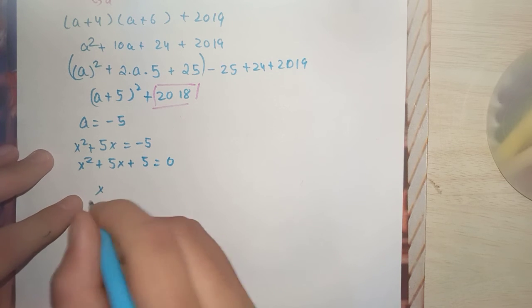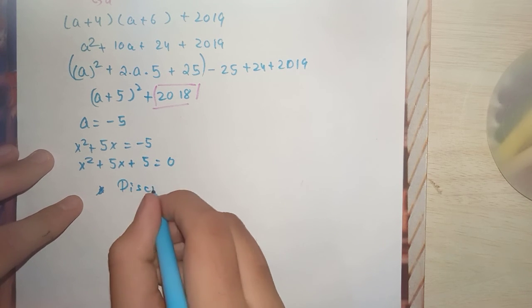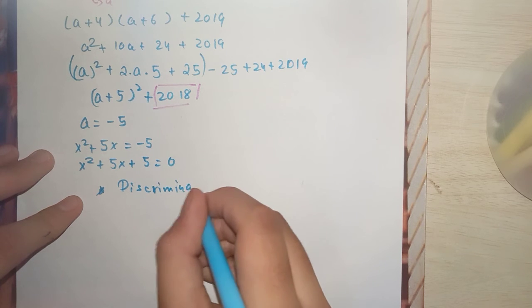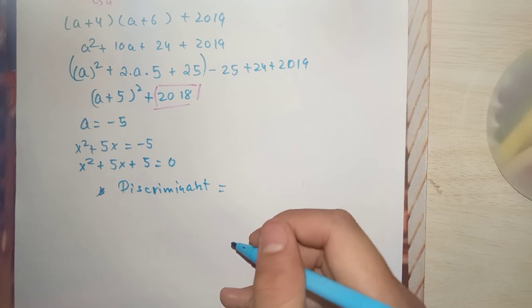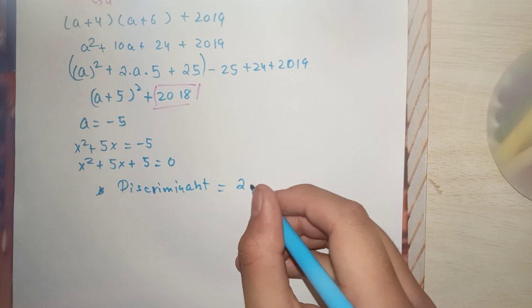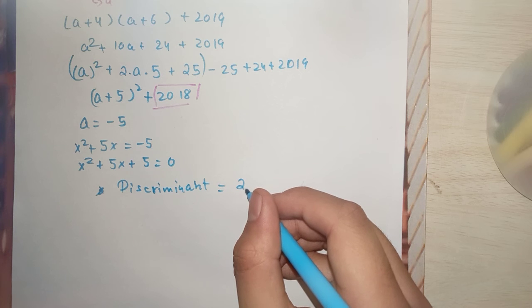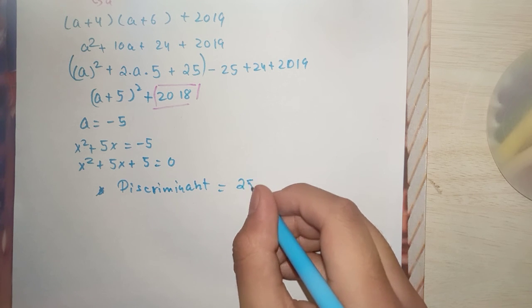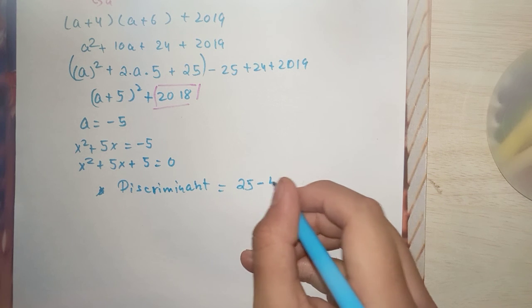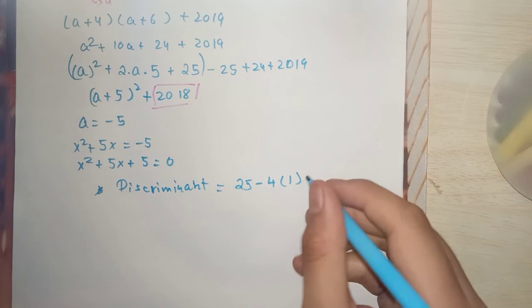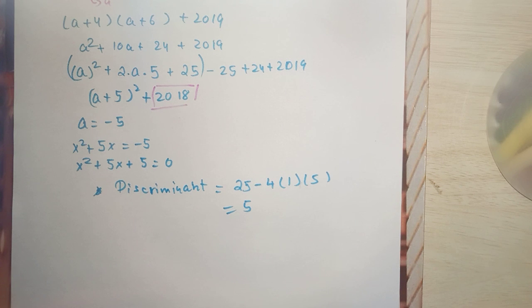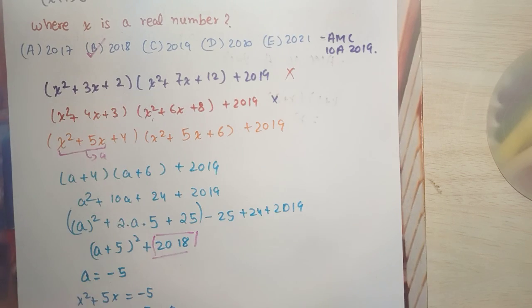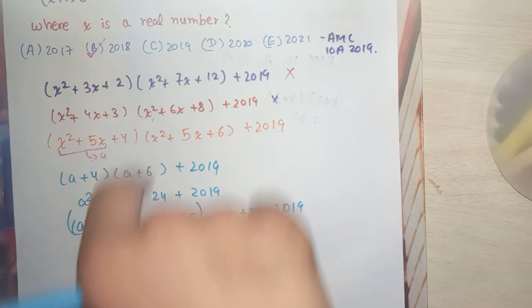So what is the discriminant here? The discriminant comes straight out of the quadratic formula, which requires a video of its own. That is b squared minus 4 times a times c, which here is 25 minus 4 times 5. Oh, wait a minute. Since it is greater than 0, this means that x is real. And since x is real, it satisfies all our conditions. 2018 is the right answer, and we are done.